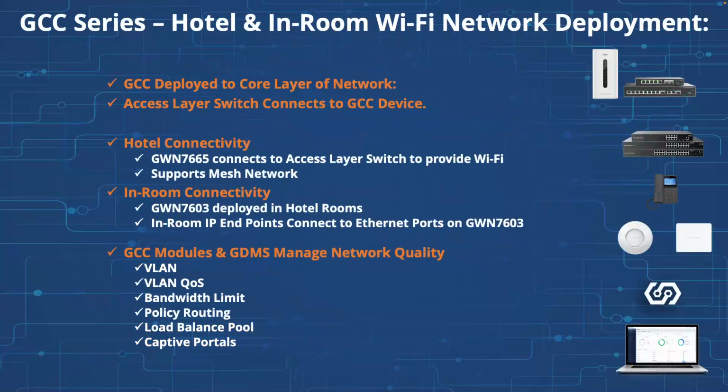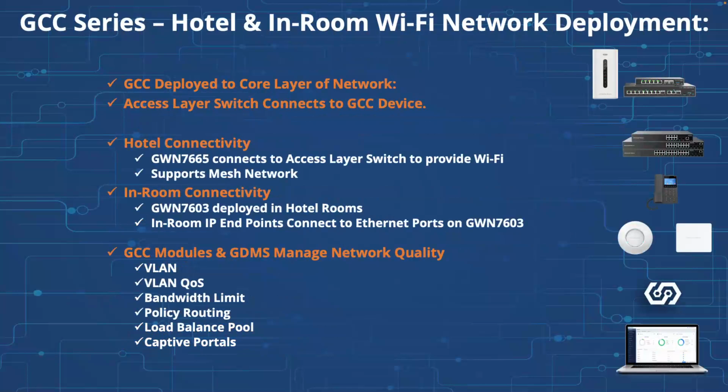So I'm going to break this down into a couple of different aspects. The first one that I want to look at is using the GCC device to create your Wi-Fi networks in the hotel. So the GCC series, like I mentioned earlier, can be deployed with additional GWN access points in a mesh topology. And I'm going to utilize that and break these down into two separate networks. So the first category is going to be for the hotel connectivity and overall Wi-Fi network for the hotel. And then we're going to talk about in-room connectivity as well.